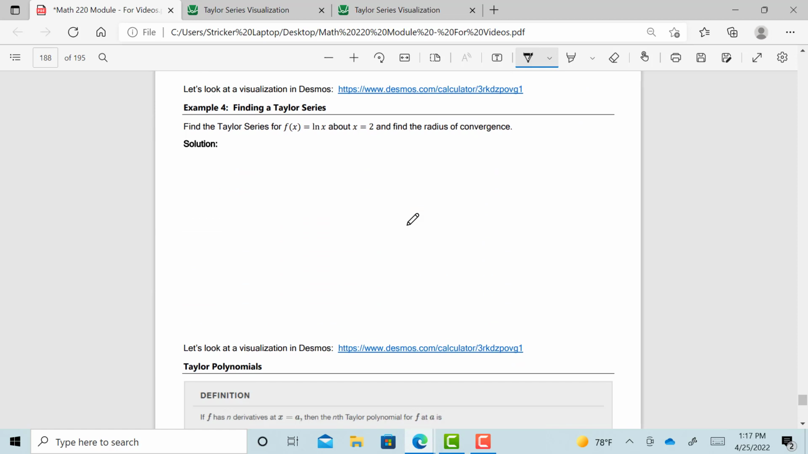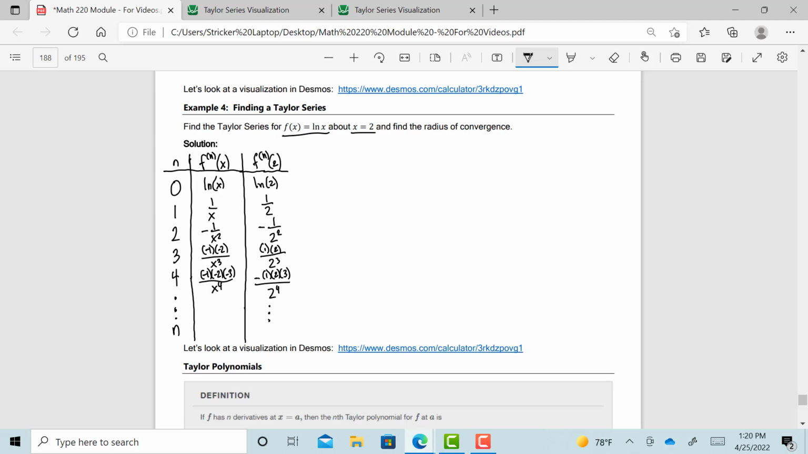So let's look at example 4, and we have the Taylor series. F of x is the natural log of x centered at x equals 2. So we'll do the same thing. And I want you to go ahead and pause the video and do this next part on your own. I want you to make your table with the different values of n, find the derivatives, and then see if you can come up with a formula for the nth term, right? So we have the nth term down here. See if you can come up with a formula for the nth term. All right, pause the video.